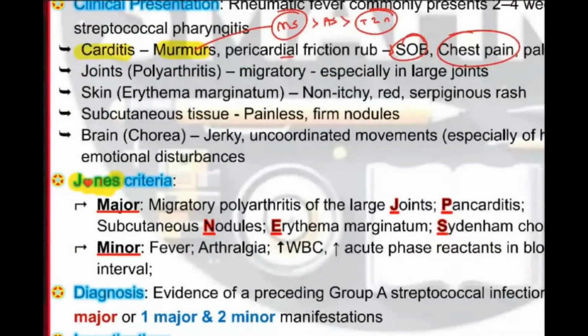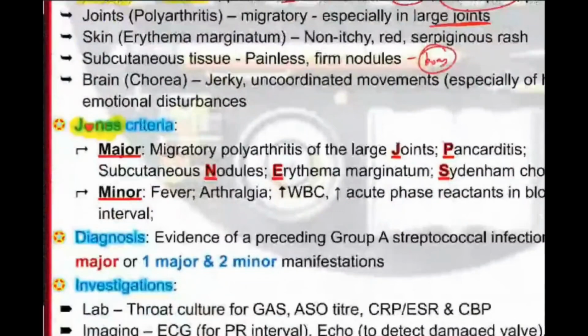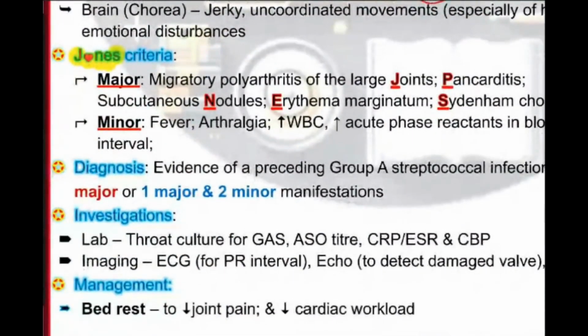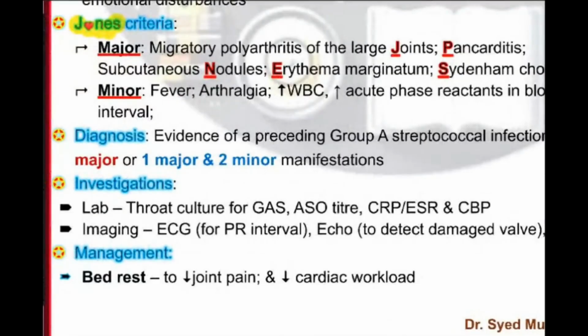Subcutaneous nodules are painless nodules felt subcutaneously, especially over the bony prominences. So whenever the child is complaining of pain in the large joints, if you press the large joint, you will find some subcutaneous nodules. Okay. So Jones criteria you use for diagnosis. How can you diagnose? Two major or one major and two minor.